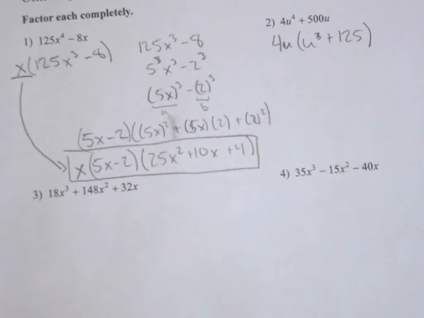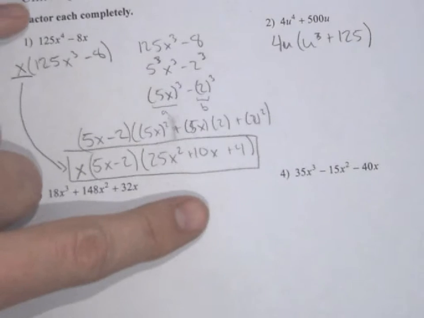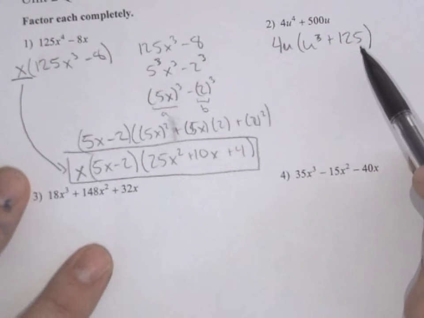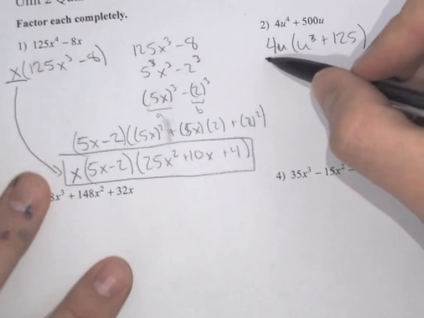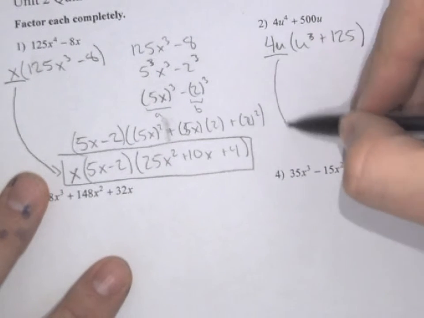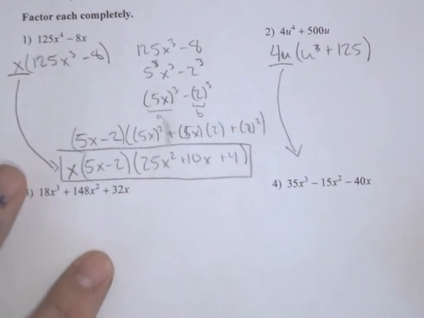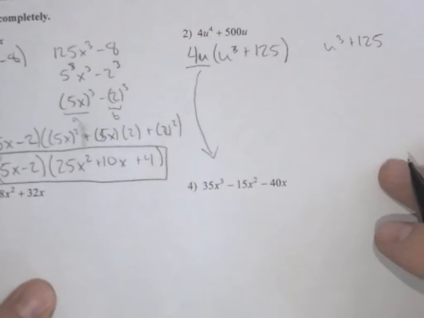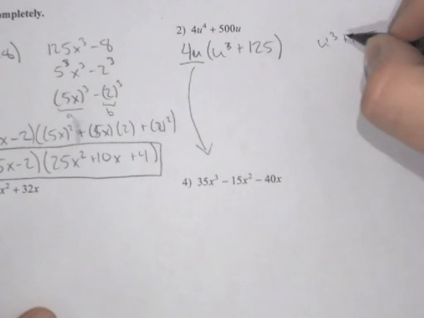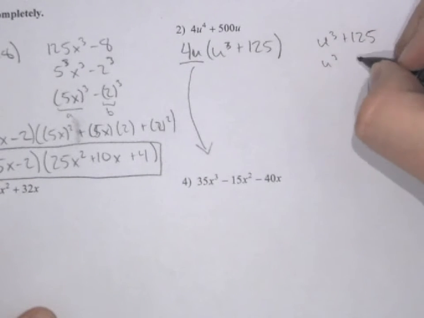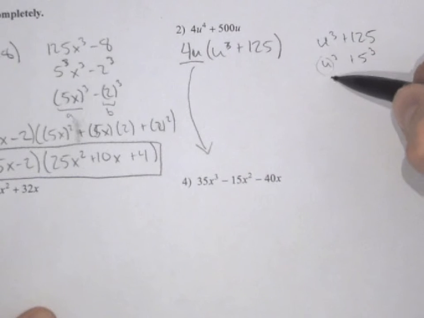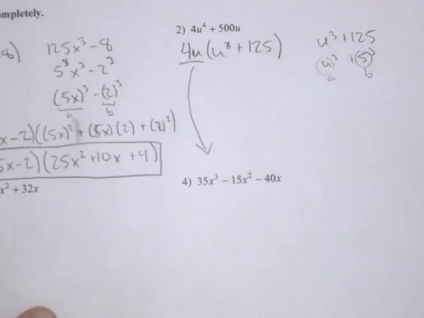Okay, so what we need to do then is write this as 2 things to the third power to help us factor it. So the 4u is going to come along for the ride. I'm just going to draw an arrow down to the bottom because I don't want to forget that in my final answer. But I'm going to focus my attention on just the sum of cubes binomial over here. So if I want to rewrite this, this is u to the third plus 5 to the third. Okay, so this guy becomes my a, and this guy becomes my b.